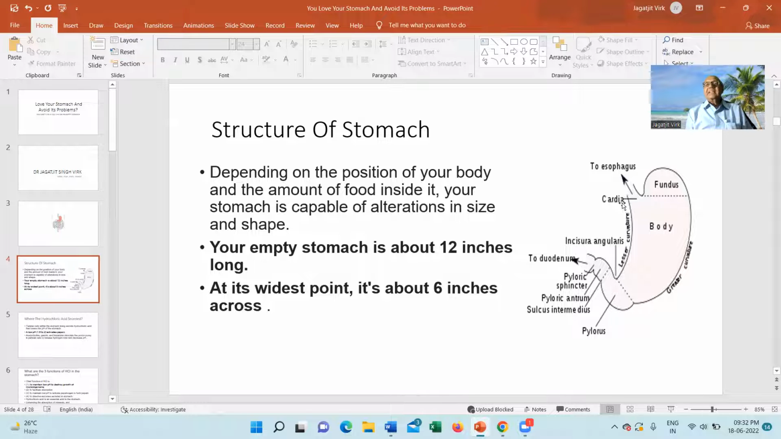Here is the inlet of esophagus. This is the whole stomach. This is called fundus. This is the body. This is the greater curvature. This is the lesser curvature. This is the incisura angularis. This is pylorus, this part. This is the antrum. This is the pyloric sphincter joining with the duodenum, the C-shaped first part of the small intestine.